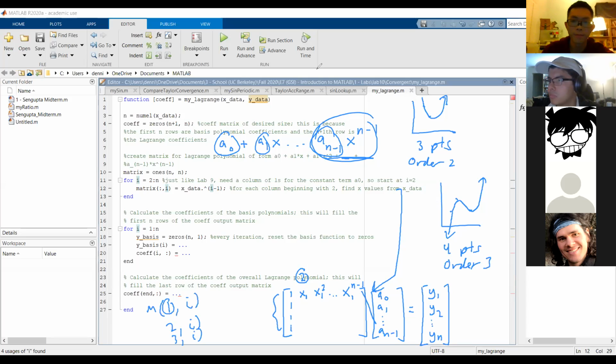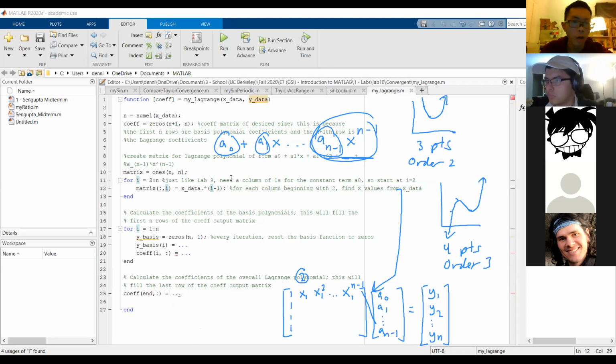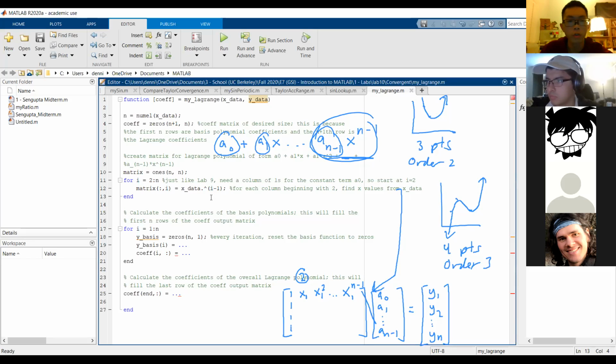Okay, yeah, I get it. You're replacing that whole column at once, essentially, right? As opposed to corresponding data points from the x data. All right, this looks good. We're populating the matrix. For each column, find the x values from x data. Okay, works for me. The dot, by the way, is required because we can't do this otherwise; it's illegal by matrix/vector operations, dimensionality.